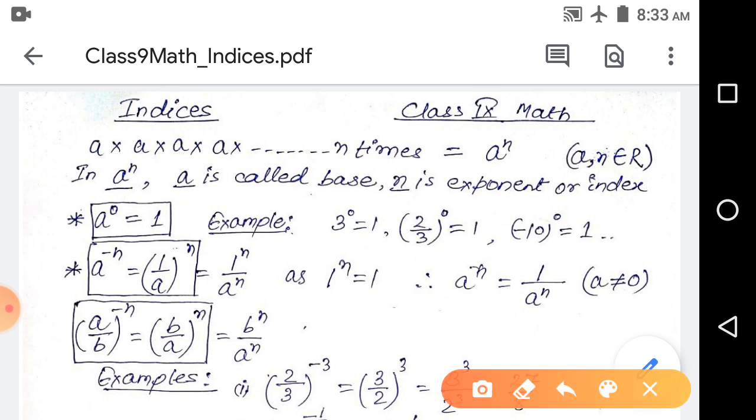If n is equal to 0, that means a to the power 0, then it is always equal to 1. See some examples: 3 to the power 0 equals 1, (2 by 3) to the power 0 equals 1, like that. Now see the next formula.